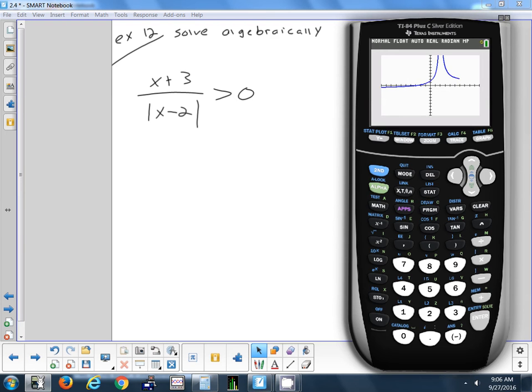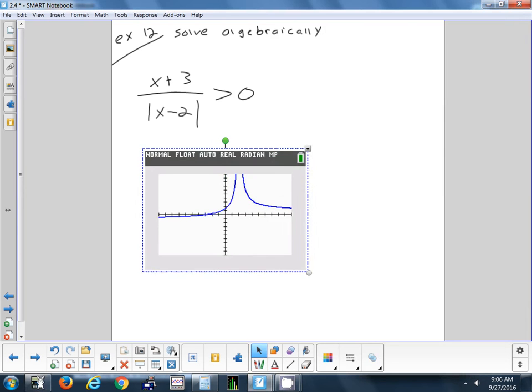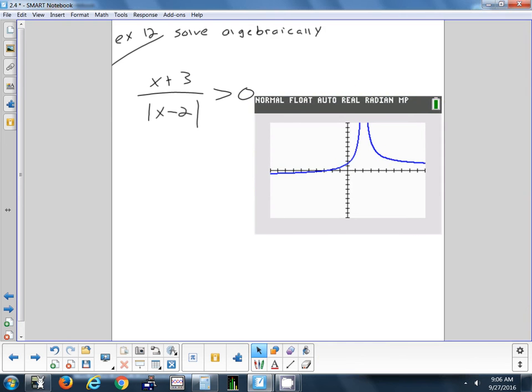Okay, those are not connected. Okay, those are 2 disconnected pieces. And I want to know where my graph is above 0. Okay, let's look at the left section. Okay, is there anywhere on the left section where the graph goes above 0?